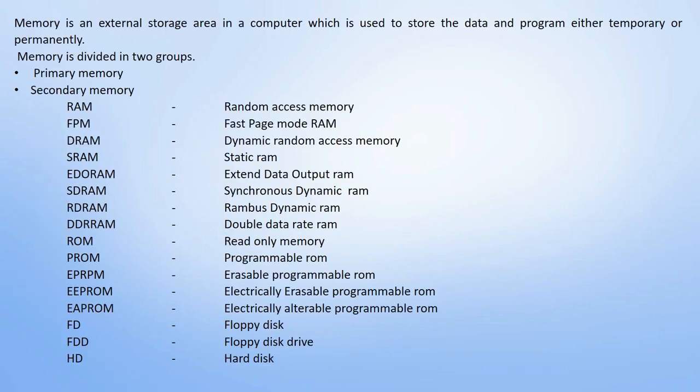As in the previous topic, we discussed the input device, output device, and the actual function of a computer also. Now we will go to the next unit, that is the memory section and the processor section. So what is memory? Memory is a storage area in a computer which is used to store data and programs either temporarily or permanently. So memory is a section where data can be stored temporarily or permanently.